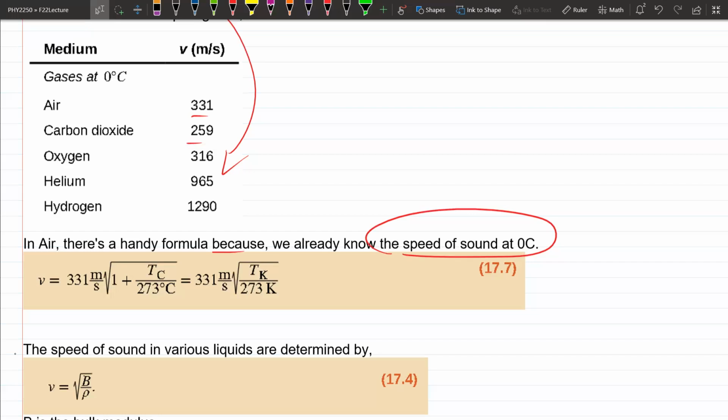We have this reference point of 331 for the speed of sound at exactly 0 degrees Celsius. I'm going to play around with that a little bit.